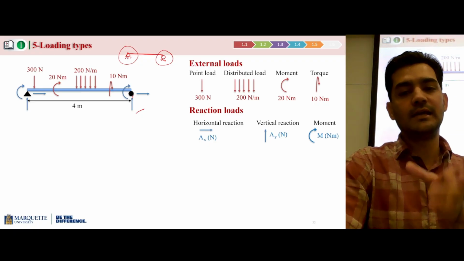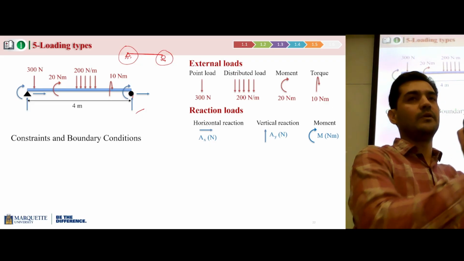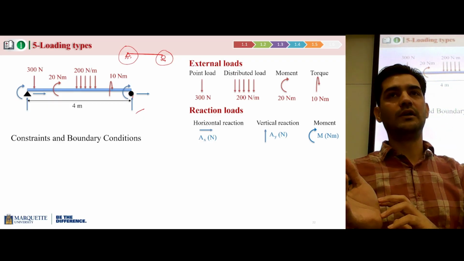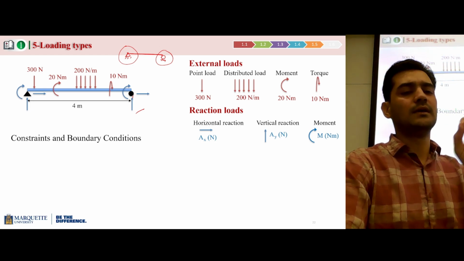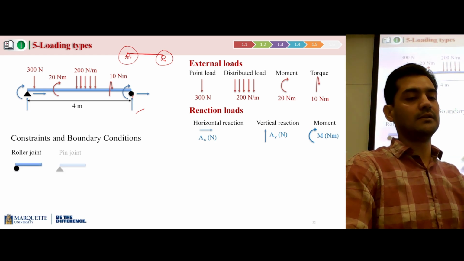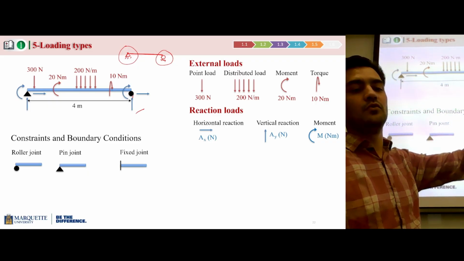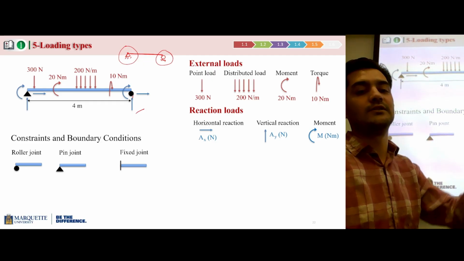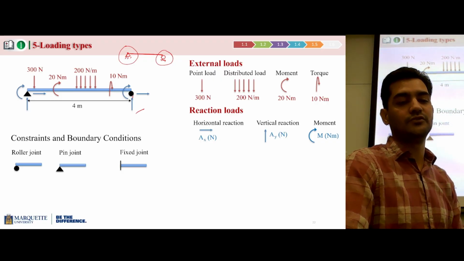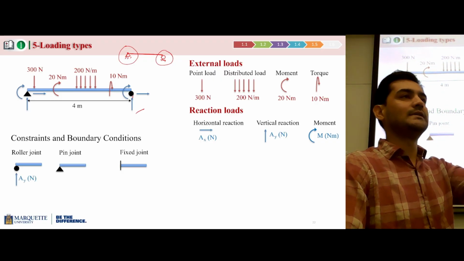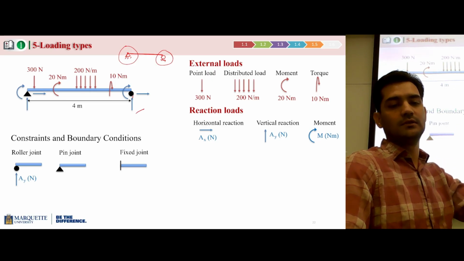And the important thing is that you can calculate these reaction loads at the supports, which can be called constraints or boundary conditions. In statics, maybe you have learned that there are some other boundary conditions as well, but these are the most important ones. You have a roller joint. Whenever you see a roller joint, you can know which kind of reaction forces to expect. And then you have a pin joint, and then you have a fixed joint. For the roller joint, you will always have one reaction load. That's the vertical one.